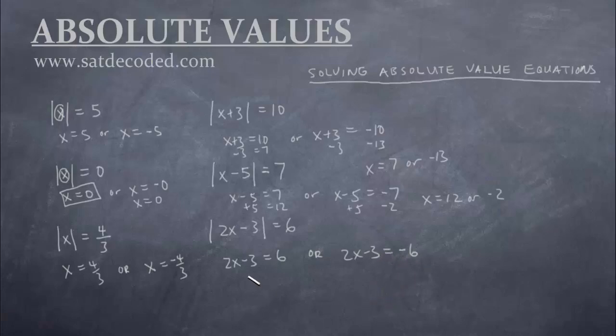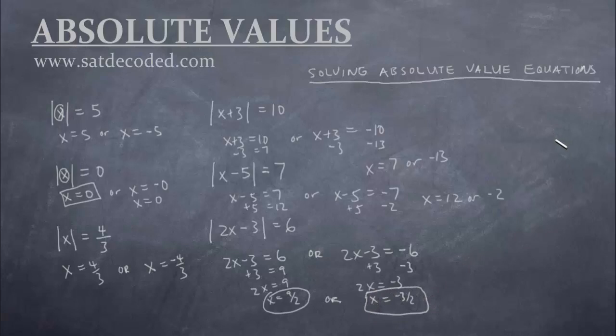Okay? Now we go ahead and solve both sides. So add 3, that becomes 9. So we get 2x equals 9. Divide by 2, so x equals 9 over 2. Or if we do this one, we add 3, that makes this side negative 3. So we get 2x equals negative 3. Okay, and divide by 2 on both sides, x equals negative 3 over 2. So those are our two possible answers. X is either 9 over 2 or x is negative 3 over 2.